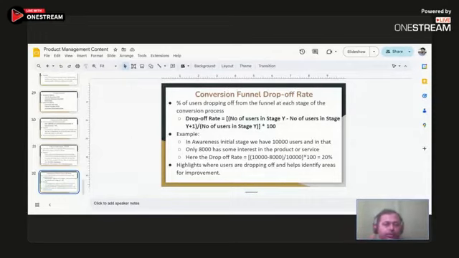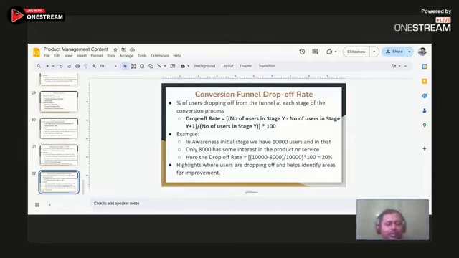As you see on the screen, I have taken an example. In the awareness stage, for example, we have 10,000 users coming into the funnel. They are in the awareness stage, so they are aware of the product. Then the second stage is interest. Whoever is interested will stay back. For example, 8,000 users stay back, while 2,000 users drop off.